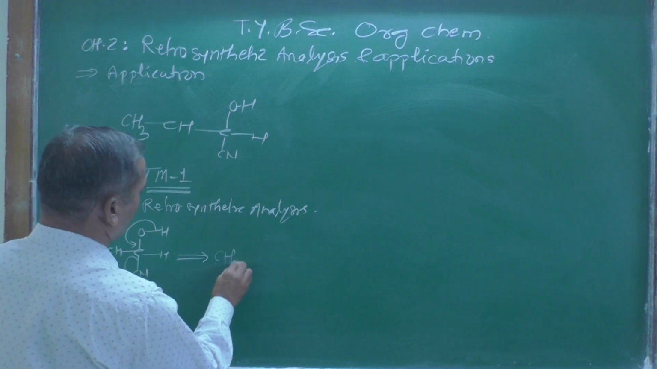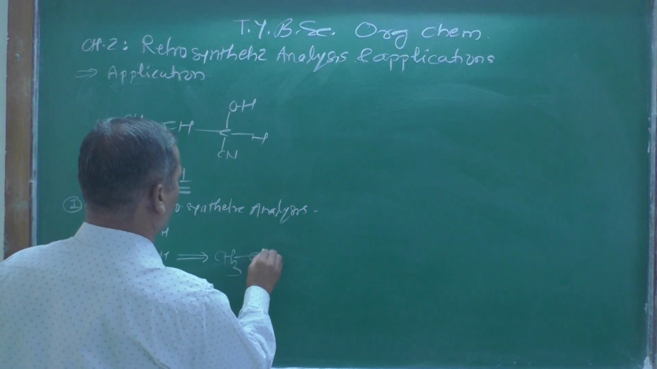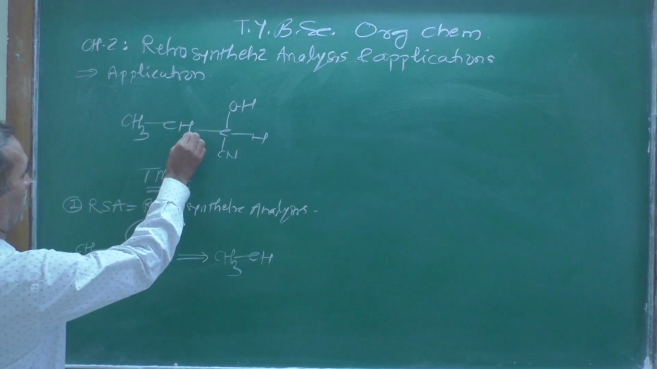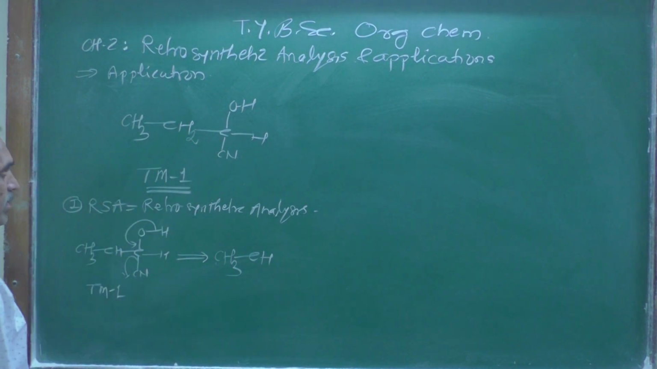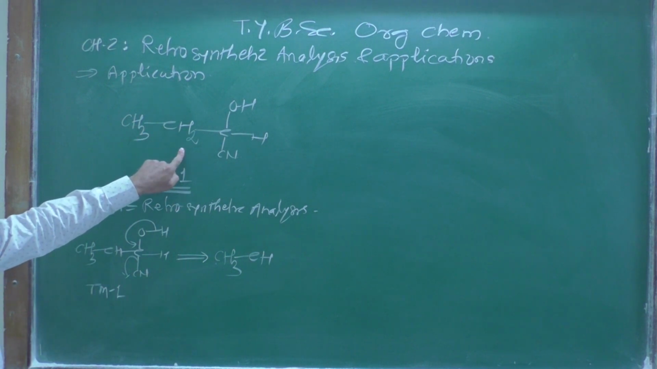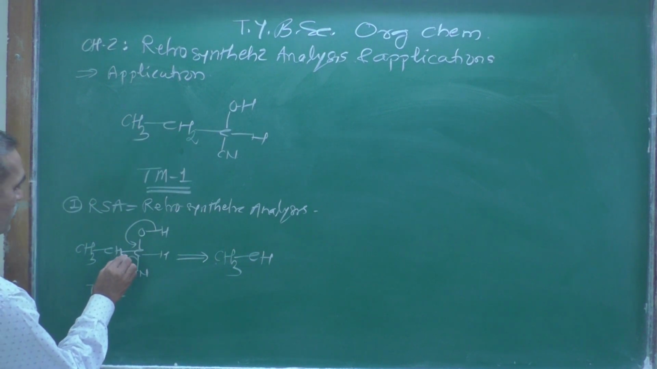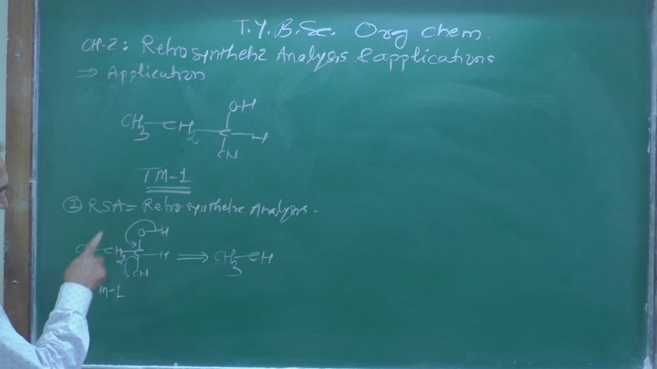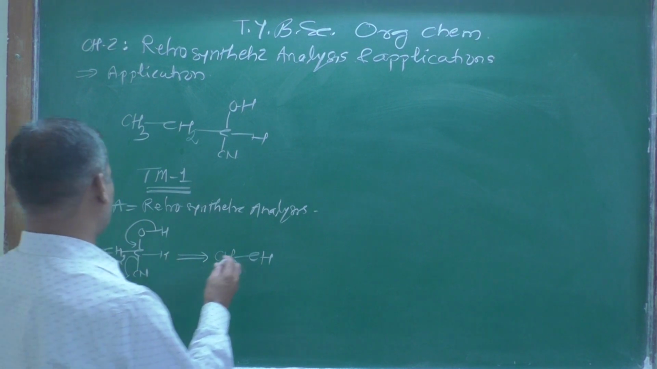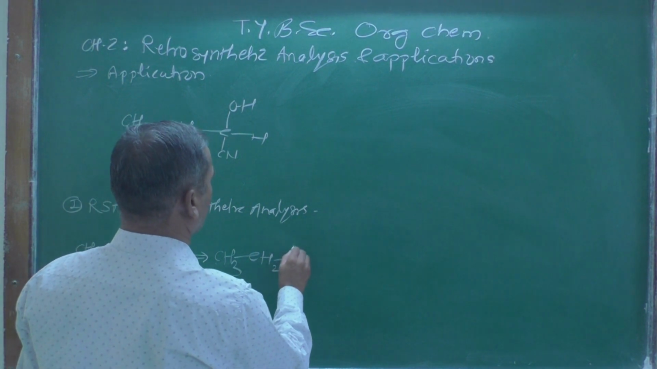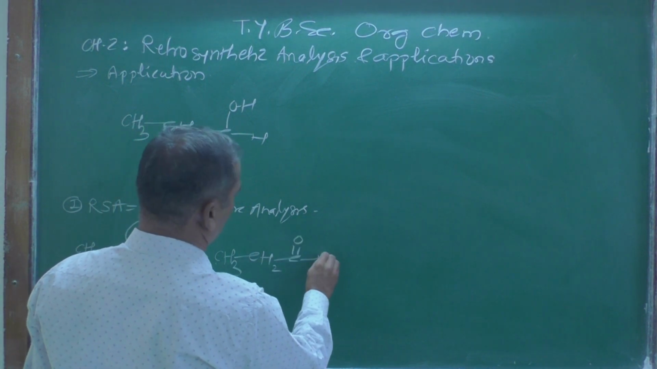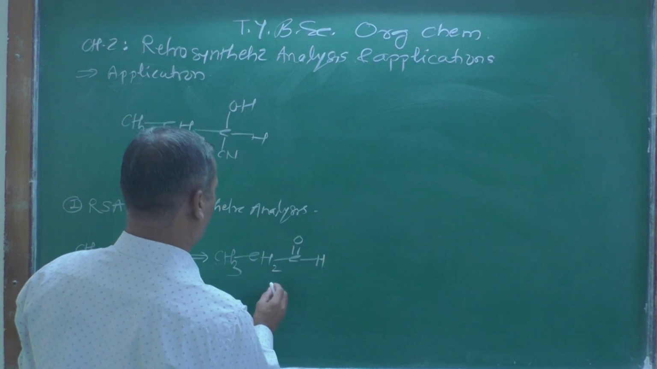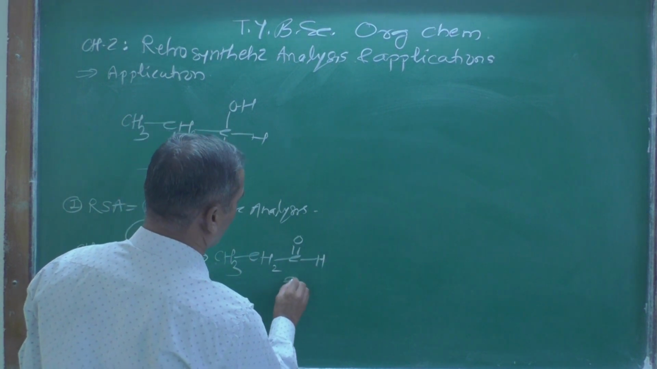Let me show here CH3, then CH2. I have not written it, but remember there must be a CH2 here. CH3, CH2, this is breaking like this. We are getting CH2, then C double bond O and H over here. And another thing we are getting here is CN minus.